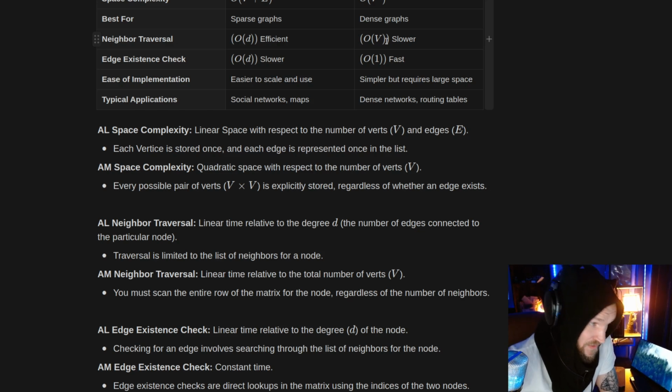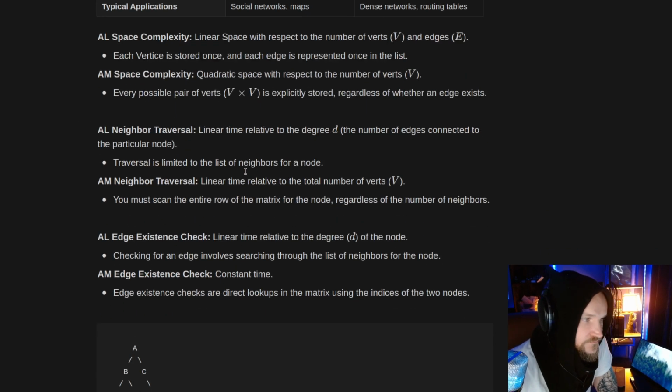It's just a complete waste. Edge existence: it's easier to check for edge existence in matrices. It's a 2D array, so you get that immediate lookup. Think about it. The underlying data structure is an array, so all of the benefits that you get from using an array, you're going to get from the matrix. Okay.